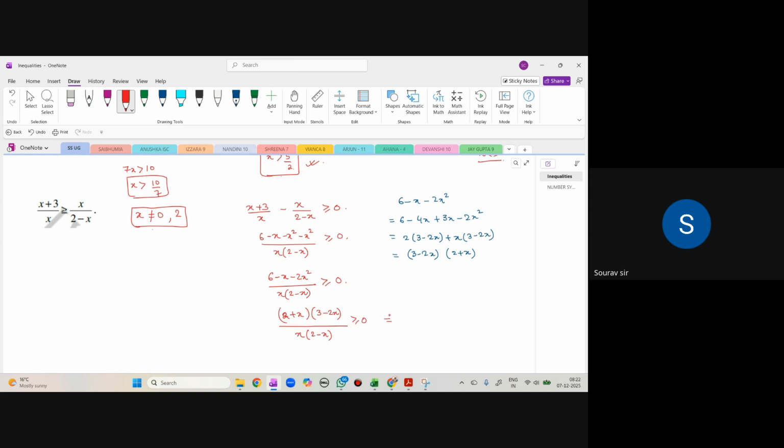Now, it's a little convenient if I take the negative from 3 minus 2x and 2 minus x, and I make it positive. What I mean is, if I write it like this, (x plus 2) into (2x minus 3) by x into (x minus 2), then basically I'm writing the same thing, right? But it's a little more convenient to deal with. So now I have an expression where I have two terms in the numerator and two terms in the denominator. So how do I solve this expression?